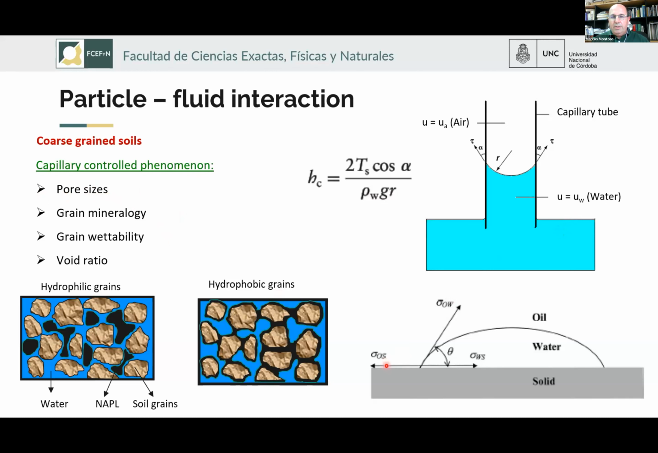because the contact angle between the solid phase and the liquid phases defines the affinity of the mineral grains with each one of the fluids. The magnitude of the contact angle will define if the material is water wet or hydrophilic, or if it is NAPL wet or hydrophobic.